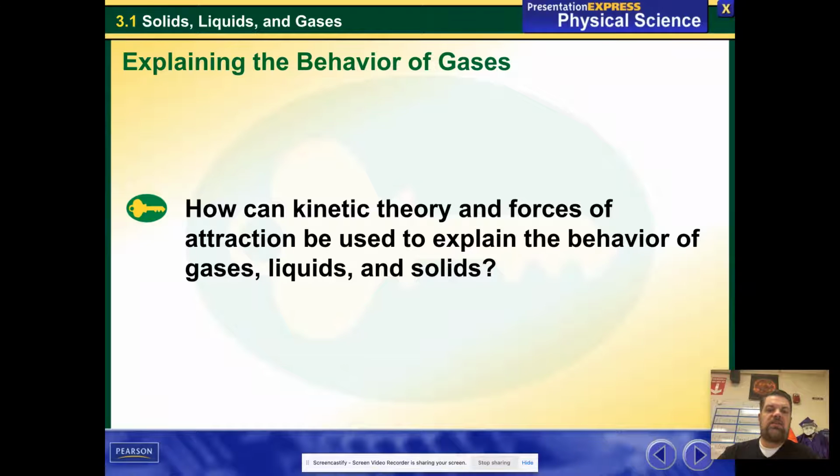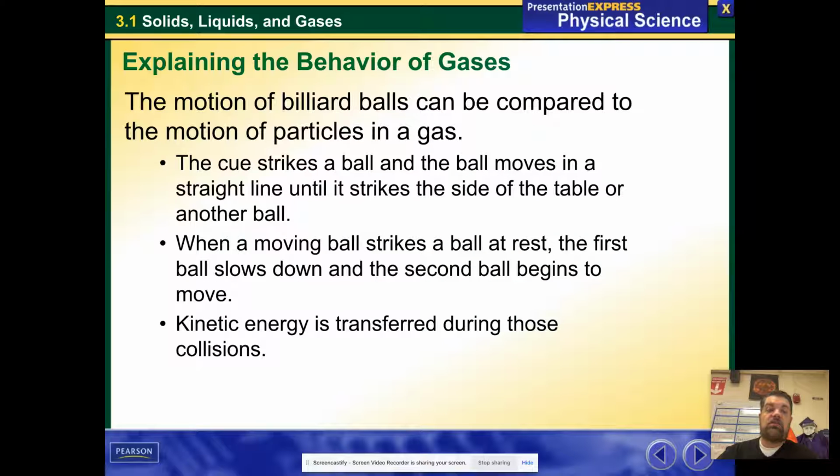So how can kinetic theory and the forces of attraction be used to explain the behavior of gases, liquids, and solids? Well, the motion of billiard balls can be compared to the motion of particles in a gas. A cue ball strikes the ball, and the ball moves in a straight line until it strikes the other side of the table or another ball. When the moving ball strikes a ball at rest, the first ball slows down and the second ball begins to move. Kinetic energy can be transferred during these collisions.